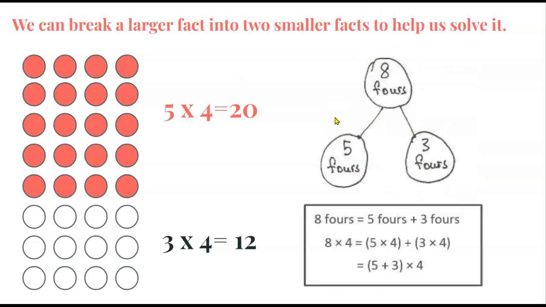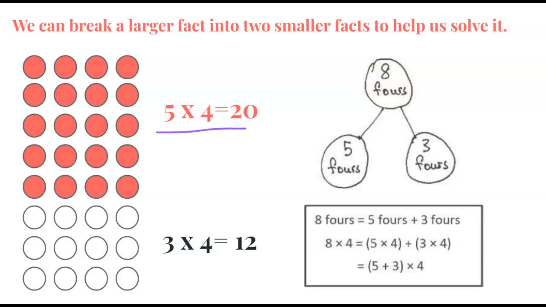So what we know is we can break a larger fact into 2 smaller facts to help us solve it. So if I don't know what 8 times 4 is, I can break it into smaller facts to find out what that larger fact is. So for example, we took 8 times 4, we did this in an array diagram, and we broke it into 5 times 4, which equals 20, and then we found out what 3 times 4 is, which equals 12, and we combined them together.